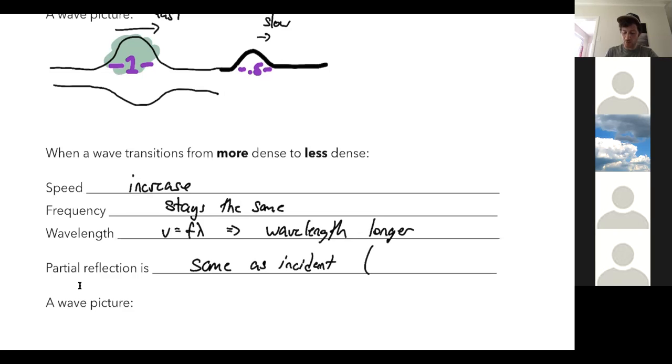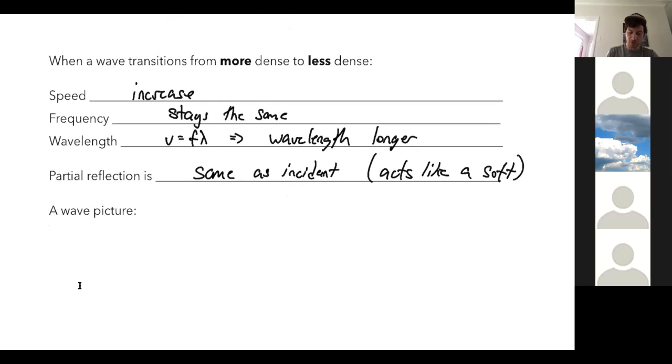Okay? Because this one acts like a soft boundary, because you've got a more dense medium controlling the less dense one, so it can just do what it wants. It moves that small one, okay? And a picture of this, here we go.